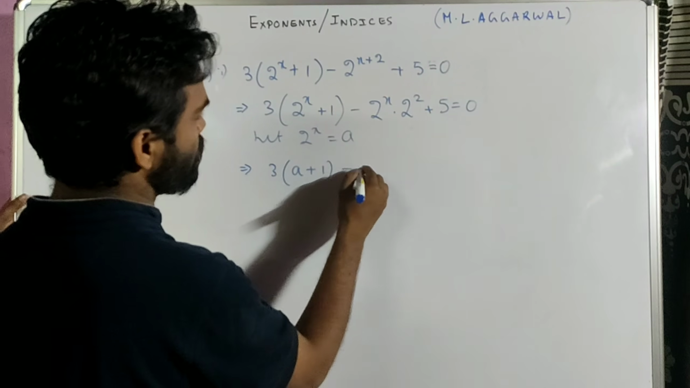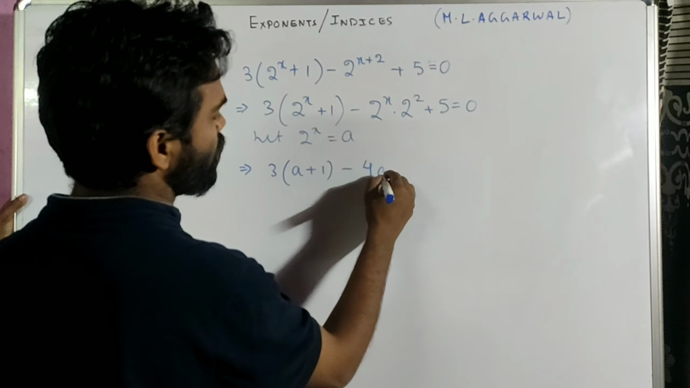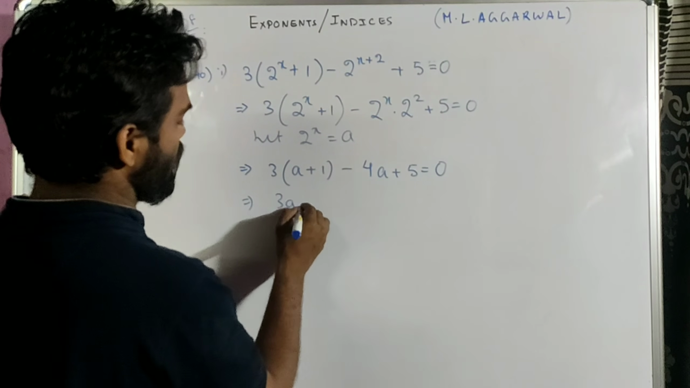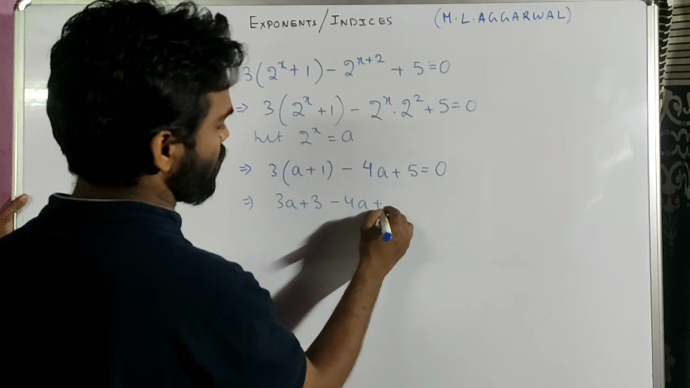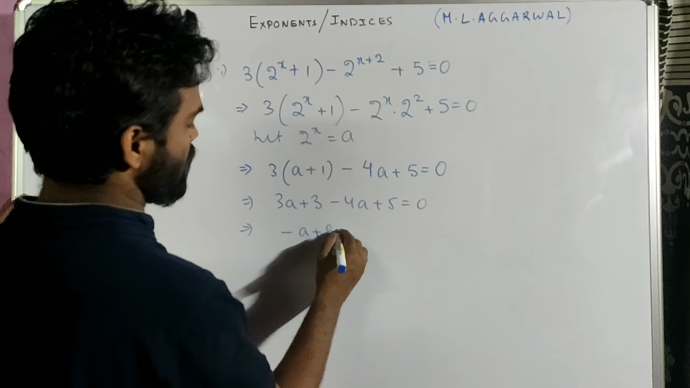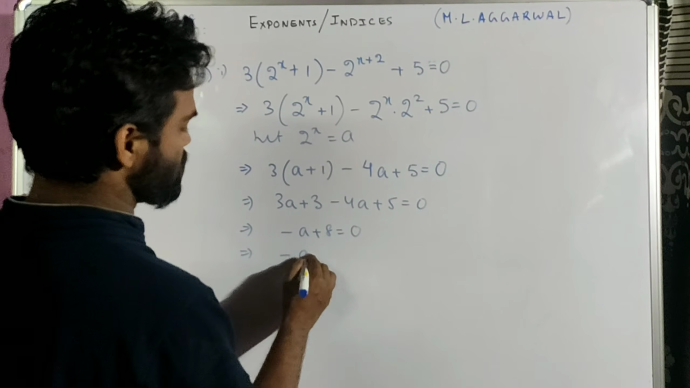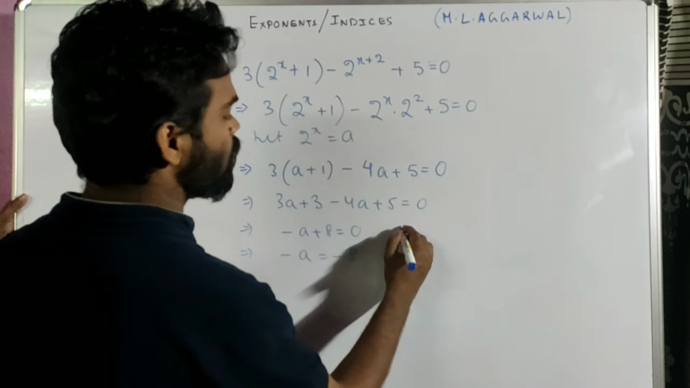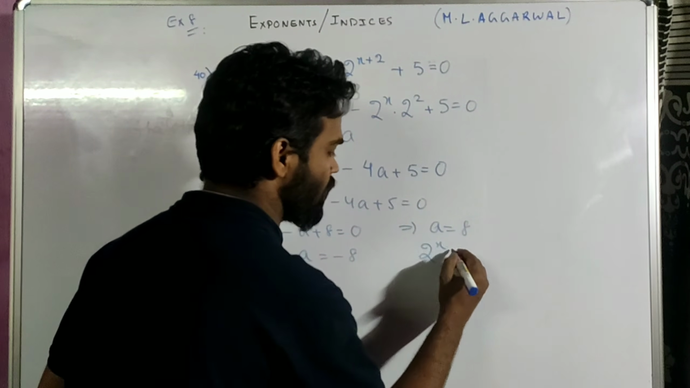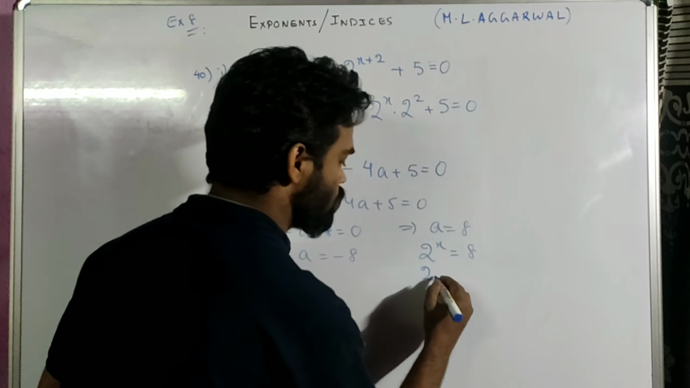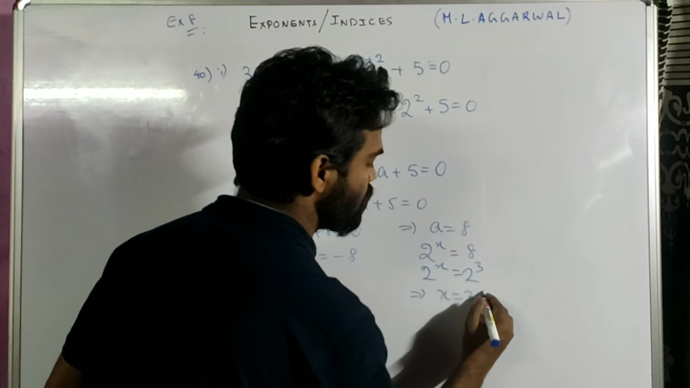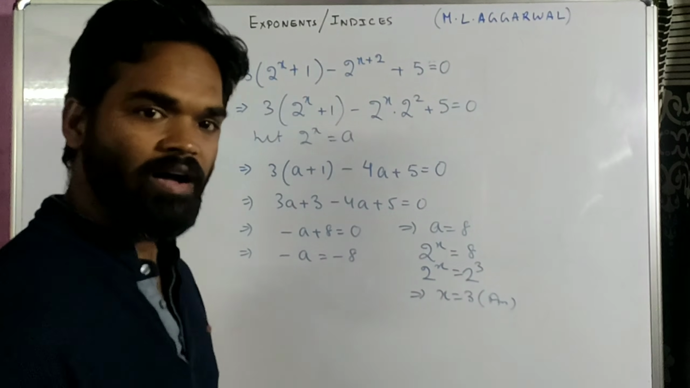3a plus 1 minus 2 square is 4, 4a plus 5 equals to 0, which means 3a plus 3 minus 4a plus 5 equals to 0, which means minus a plus 8 equals to 0, which means minus a equals to minus 8, which means a equals to 8. Now what was a? a was 2 to the power x equals to 8, which means 2 to the power x equals to 2 cube, which simply means x equals to 3, and that's my answer.